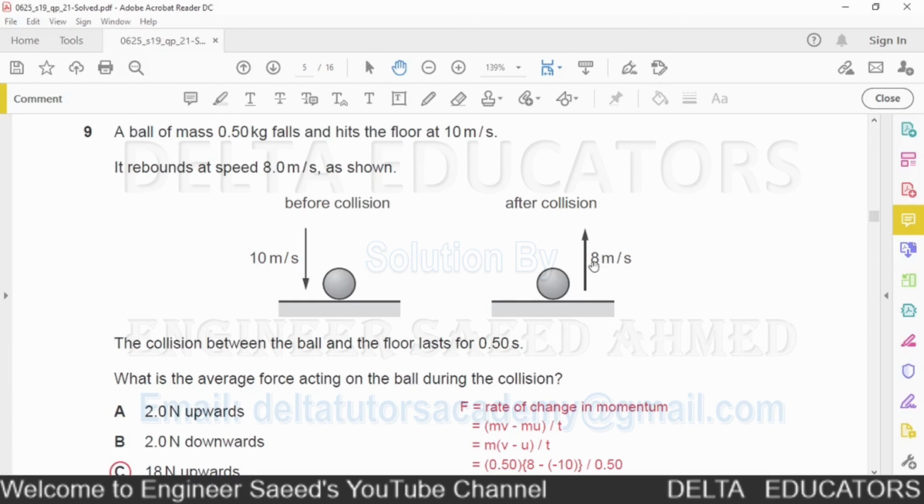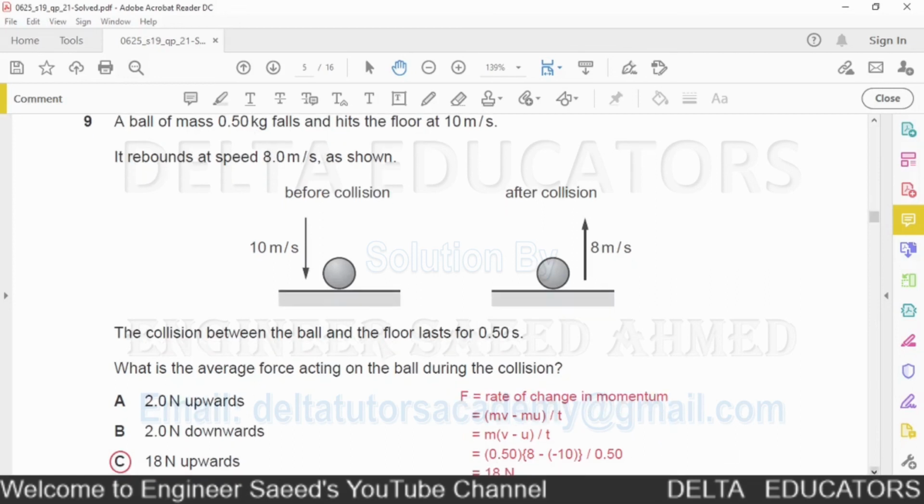After rebound the velocity is 8 meters per second and before striking the velocity is 10 meters per second. So this 10 meters per second will be the initial velocity and this 8 meters per second will be the final velocity. So final velocity is 8, minus initial velocity. Initial velocity is 10 meters per second, but for both velocities the direction is opposite. If we consider this velocity as positive then this velocity will be negative. So here initial velocity will be minus 10, divided by time t. Time t is given here as 0.5 second.